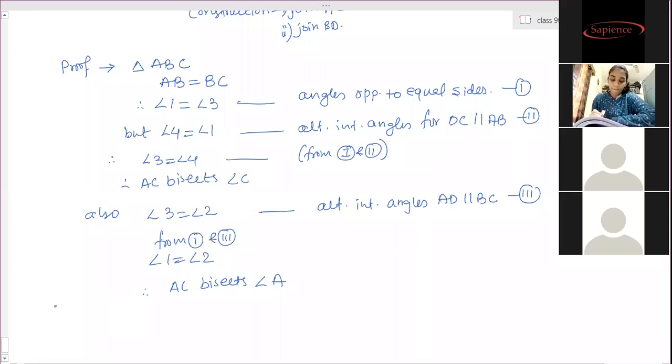Clear? Now draw another figure. Join BD. Take angle 5, 6, 7, 8, and then prove BD bisects angle B and BD bisects angle D also.